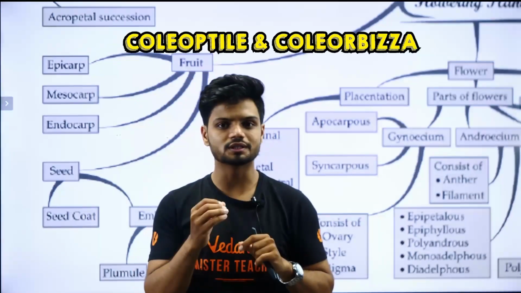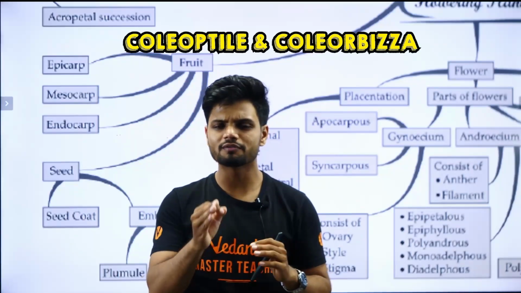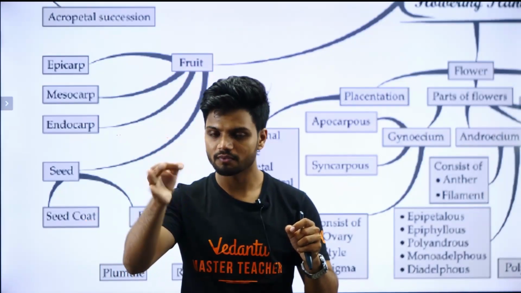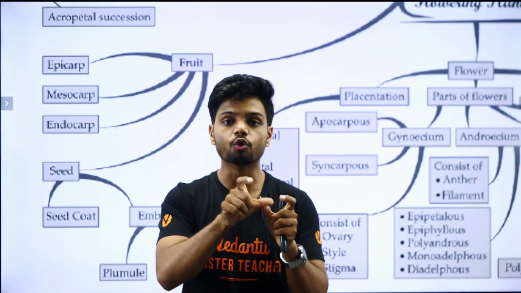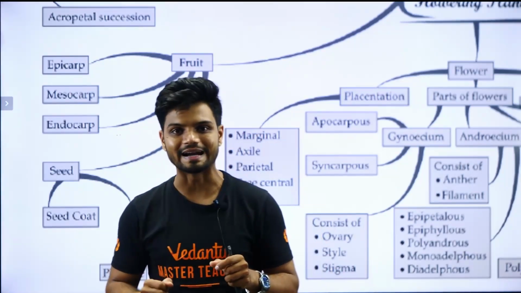The next thing you need to know is the difference between coleorhiza and coleoptile. What is the trick? Remember, listen to me very carefully. Coleoptile, P is there, it protects the plumule. Coleorhiza, R is there, it protects your radicle.